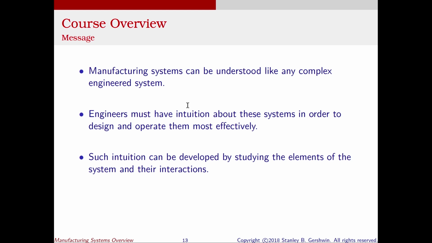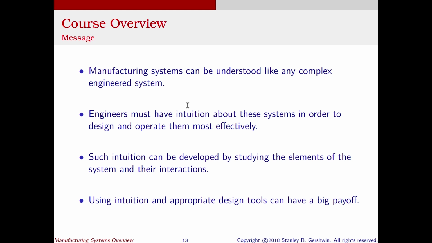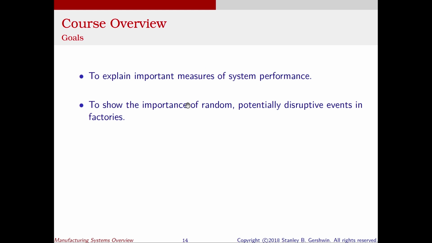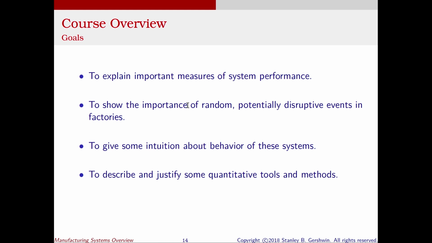A goal of this course is to provide you with some such intuition, especially about the effect of randomness on manufacturing systems. Using intuition and appropriate design tools can have a big payoff, and the HP case described in the previous video is an example of such a big payoff. The goals of the course are to explain important measures of system performance, to show the importance of random, potentially disruptive events in factories, to give some intuition about the behavior of these systems, to describe and justify some quantitative tools and methods, but not to describe all current common sense approaches.